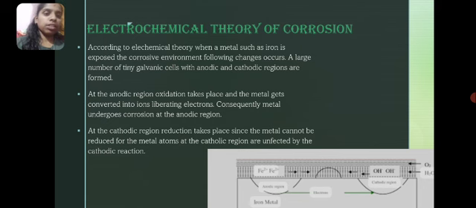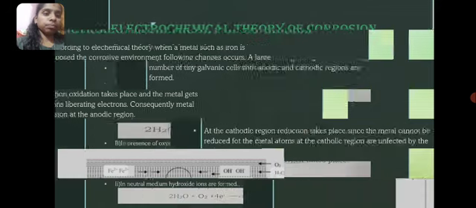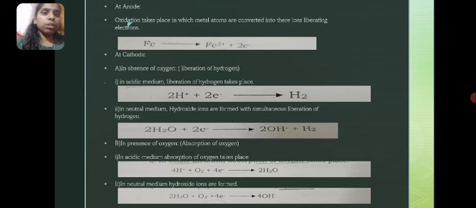At the cathodic region, reduction takes place. Since the metal cannot be reduced, the metal atoms at the cathodic region are unaffected by the cathodic reaction. At the anode, oxidation takes place in which metal atoms are converted into their ions, liberating electrons. Fe gives Fe2+ plus 2e-.